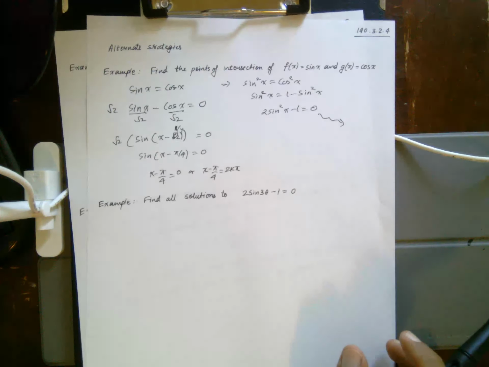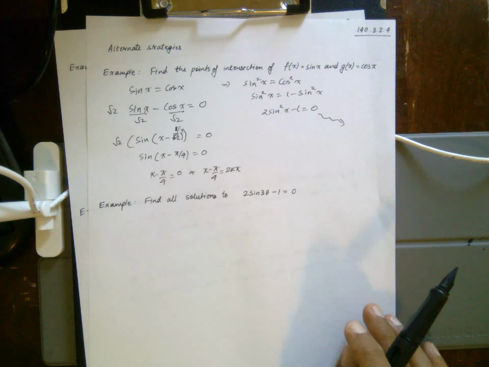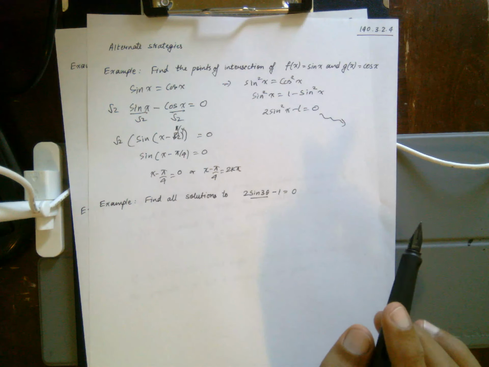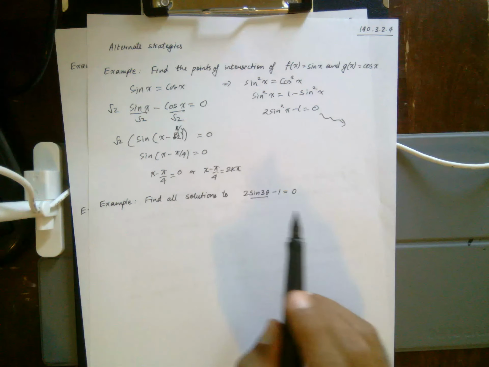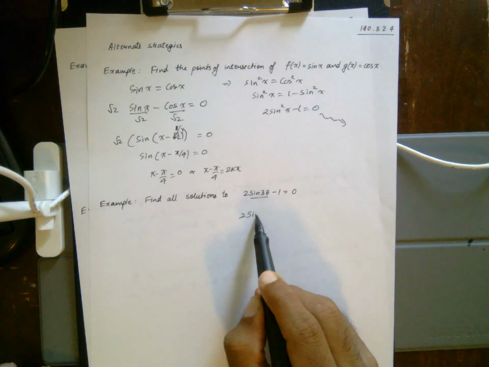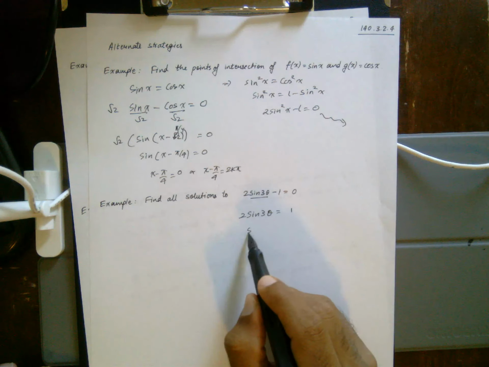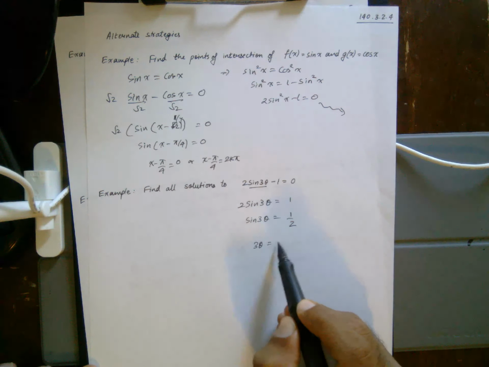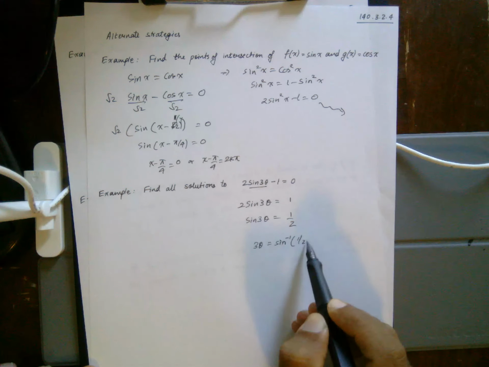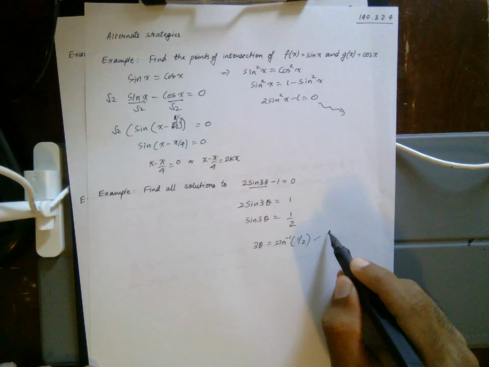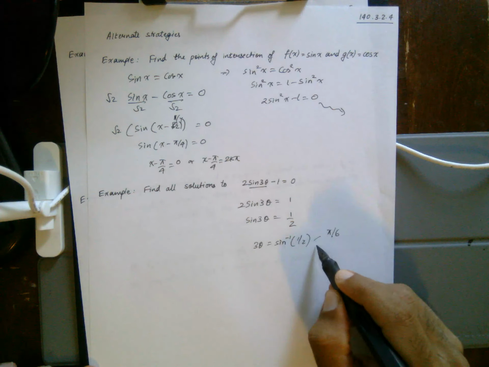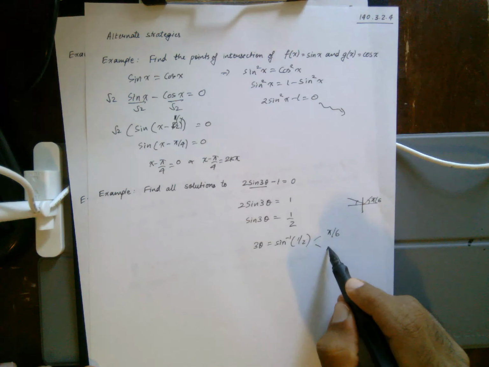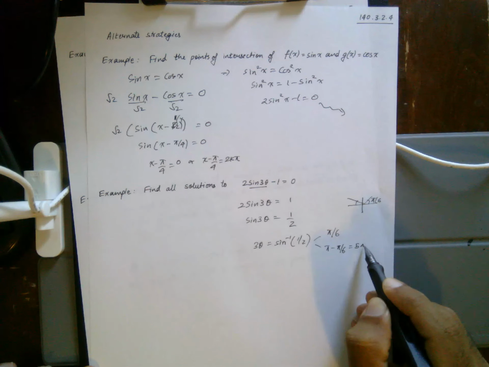Find all solutions to 2 sine 3 theta minus 1 equals 0. Now there is a triple angle formula which gives you a cubic equation. You could go ahead and use that, but a simpler way to do this would be to say 2 sine 3 theta is 1. So sine 3 theta is 1/2. So 3 theta is going to be sine inverse of 1/2, which has two solutions. It's pi over 6, and the other one is in the second quadrant, so it's pi minus pi over 6, which is 5 pi over 6.